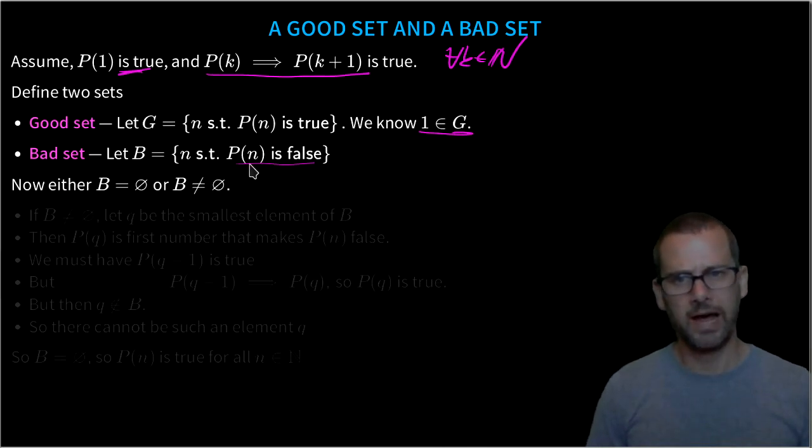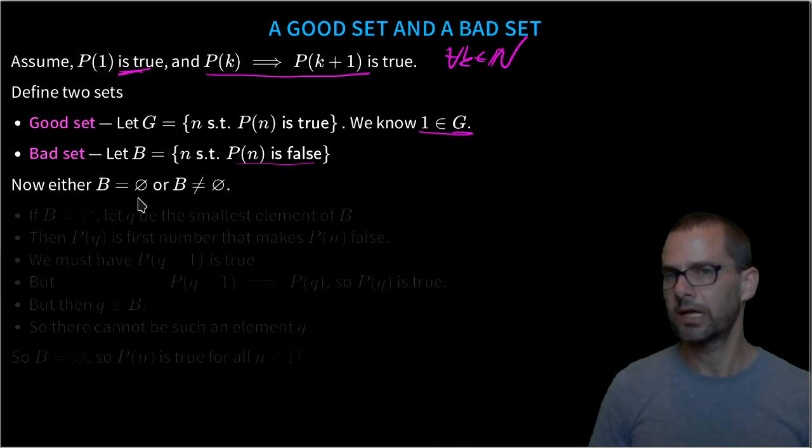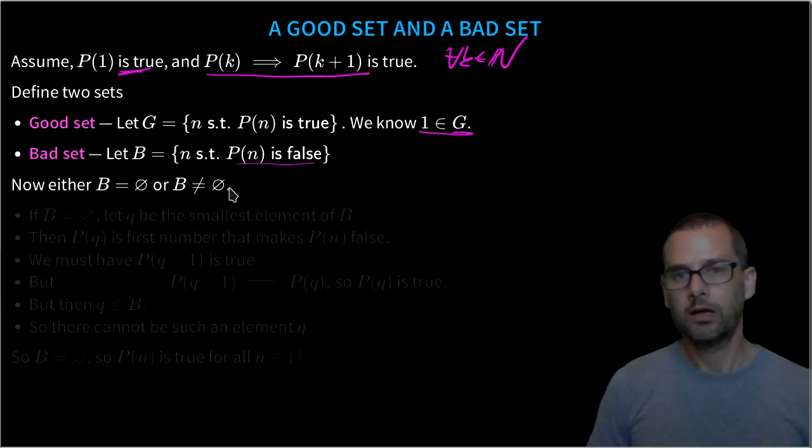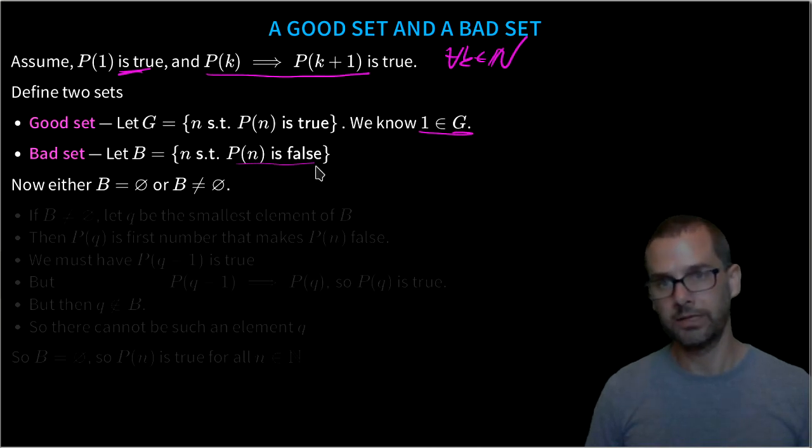And so for the bad set, we can do a proof by cases: it is either empty or not. Okay, so it's either the empty set, in which case I'm showing that P of n is true for all n, that would be good, that's what I want, or it's not empty. And if it's not empty, that's bad, hence bad set. So let's see why it can't be non-empty.